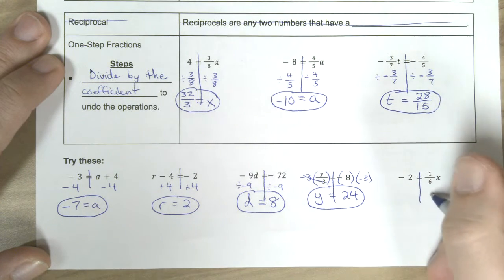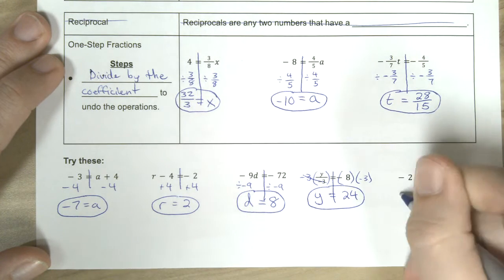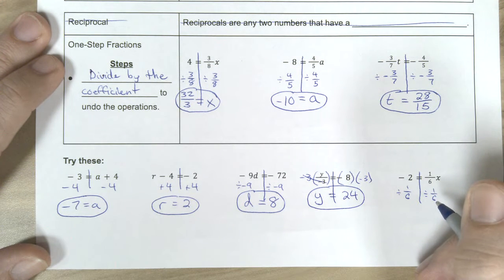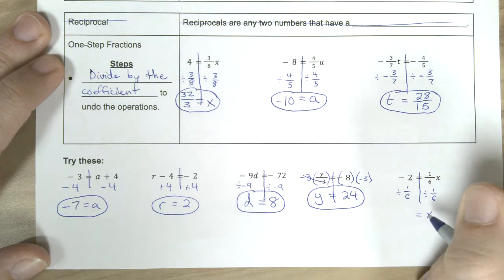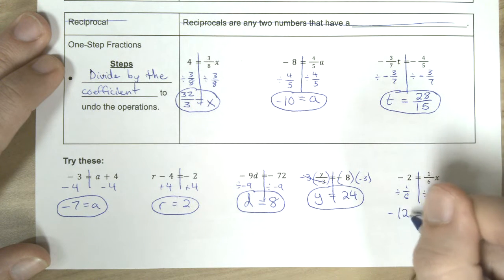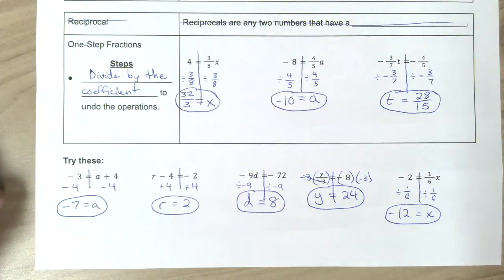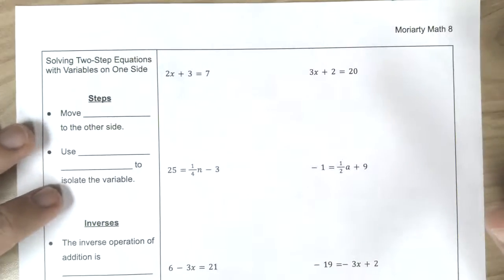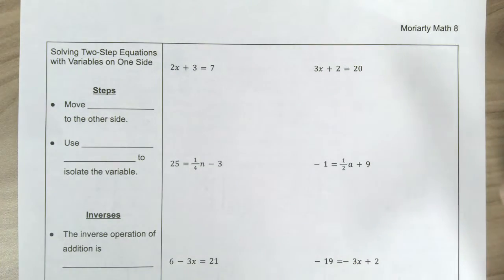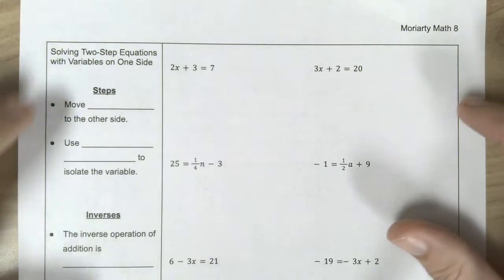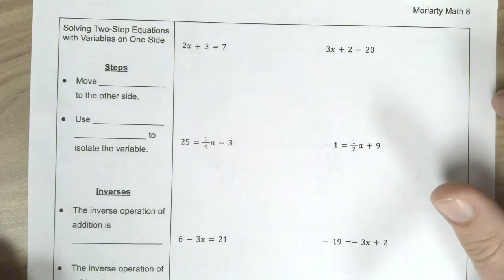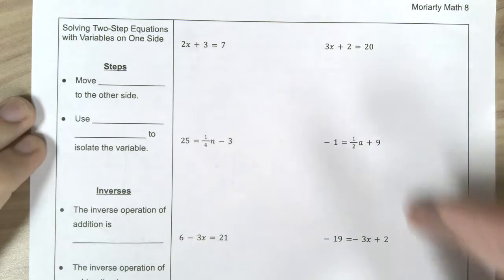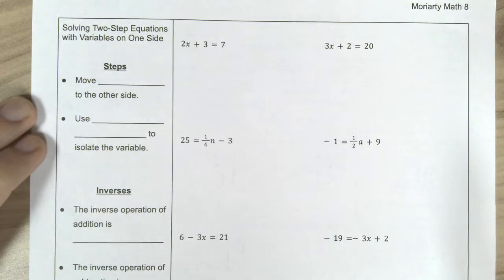This one's going to take a second. Divided by 1/6, going to get me -12, I believe. Okay, let's go on to the back side. So the back side is solving two-step equations with variables on one side. I'm going to fill out this left-hand thing first, and then I'm going to solve a couple of these.